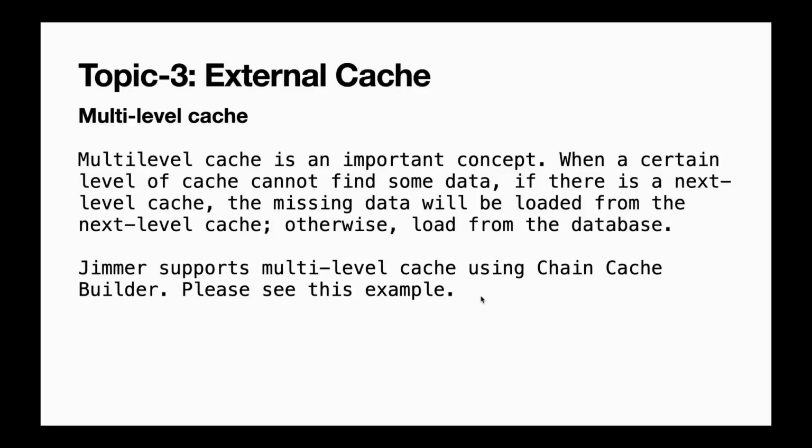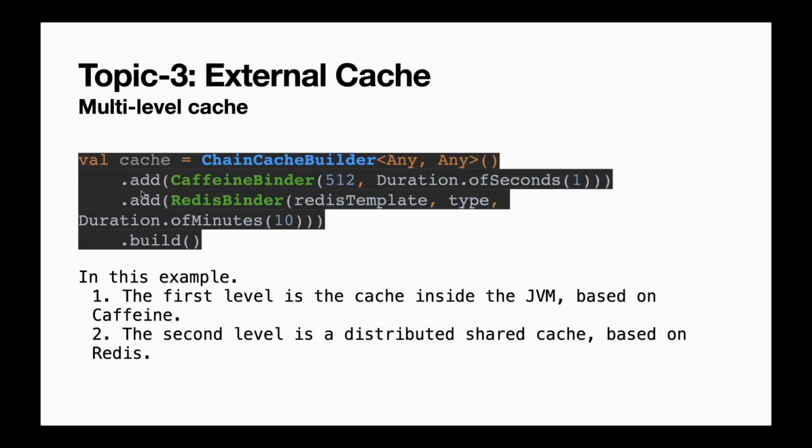Please see this example. In this example, 1. The first level is the cache inside the JVM, based on caffeine. 2. The second level is a distributed shared cache, based on Redis. Here, caffeine binder and Redis binder are user-implemented classes. Jimmer does not affect the user's choice of caching technology, so users need to implement these two binder classes. They act as adapters to specific caching technologies. They are a bit of work, but a one-time job, so they won't be discussed in this video. Please view the documentation and examples to know more.